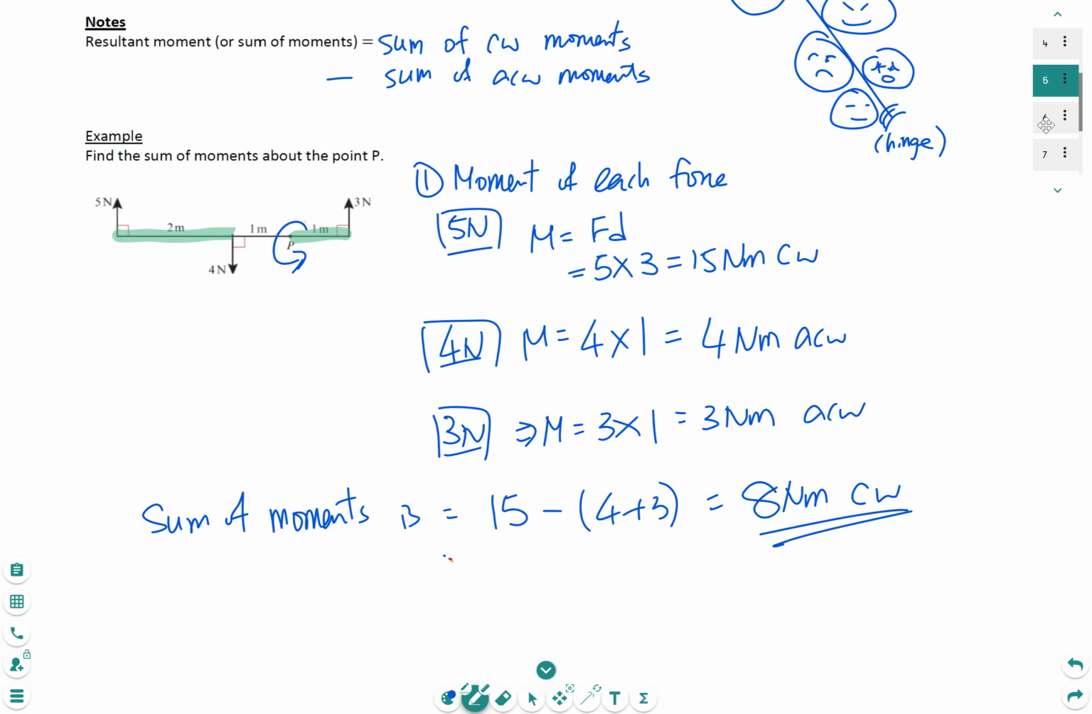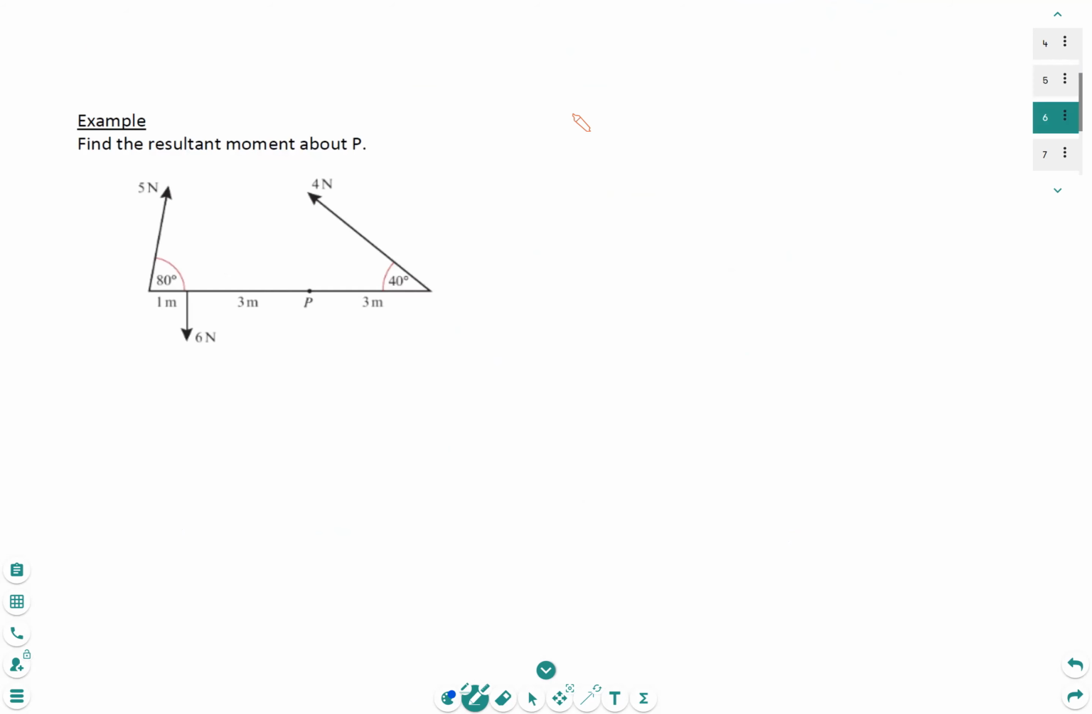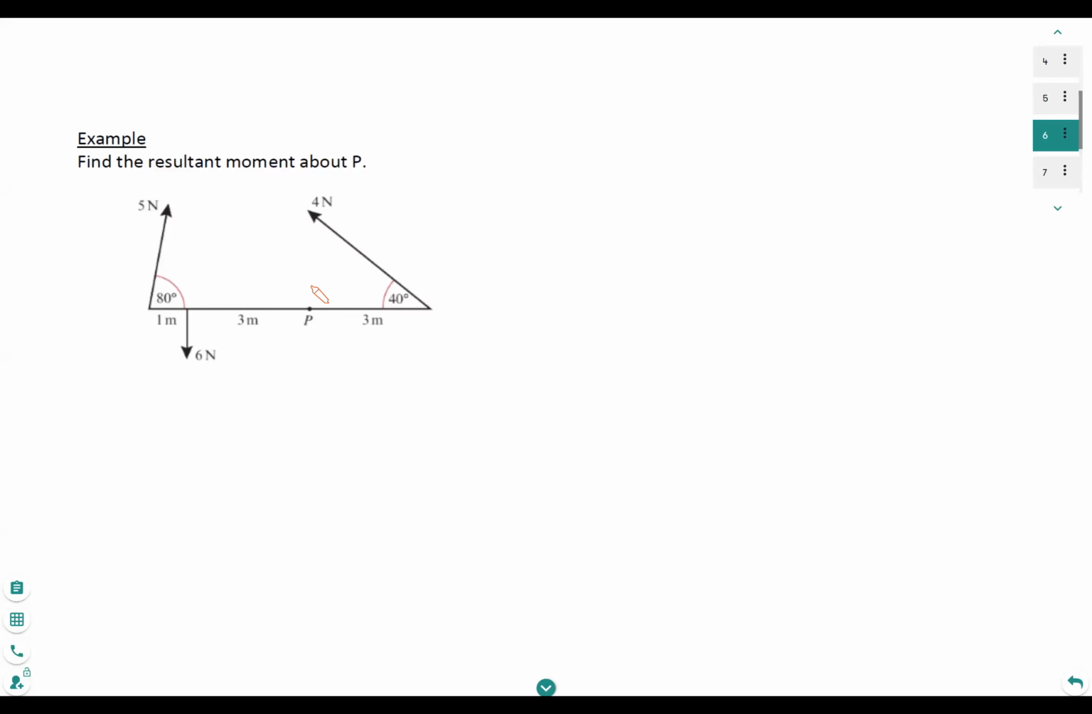Let's have a look at one more. Next, for this question, P is a pivot. Again, there are 3 forces: 5 Newtons, 6 Newtons, 4 Newtons. To work out the resultant moment, you have to work them out one by one. So let's do the easiest one, which is 6 Newton, because the 6 Newton is a vertical force perpendicular to P.